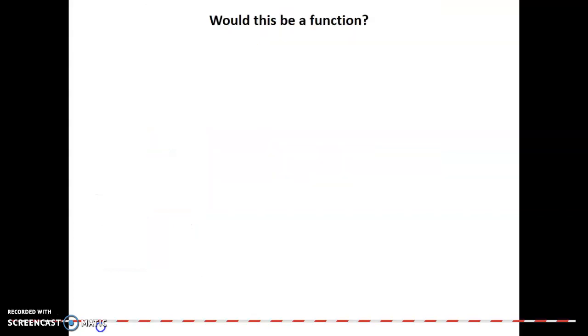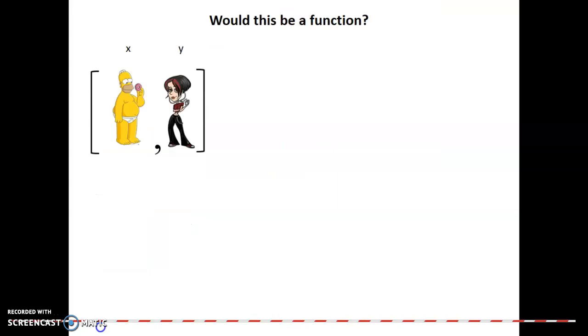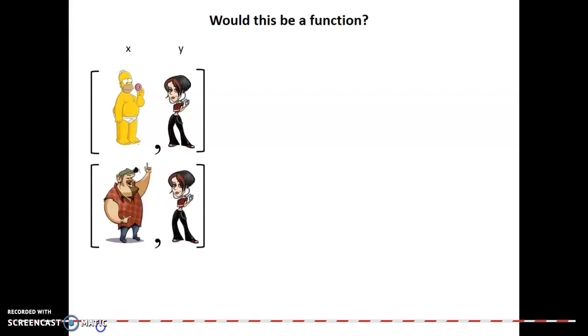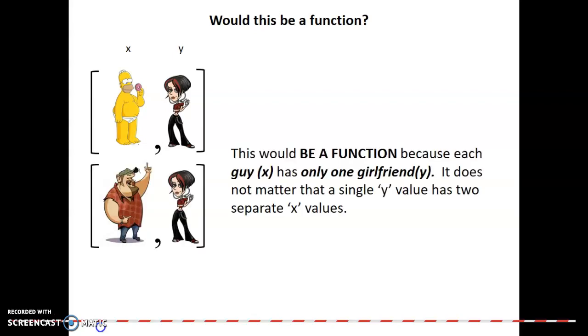All right, let's look at a different scenario. So we have another x, this time this young gentleman and this fine young woman. What he doesn't know is that she has another man on the side. And this is okay. All right, this is a function because the guy only has one girl, and that's the function. But the girl can have as many guys as she wants. It doesn't matter. It's okay. It's fine. Okay. So because the y has two different x's, that's okay. Just the x cannot have more than one y. Okay, so a guy cannot have more than one girlfriend.